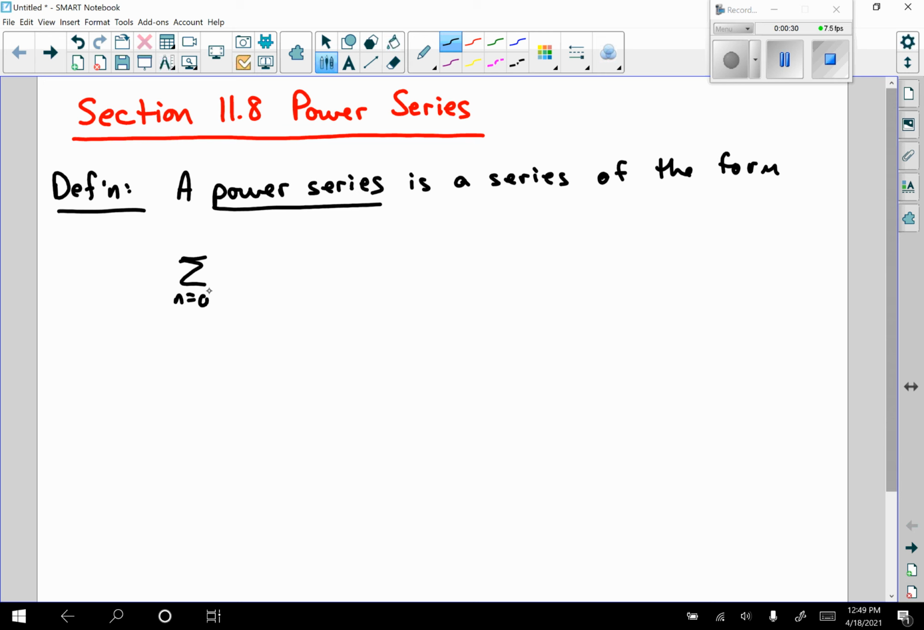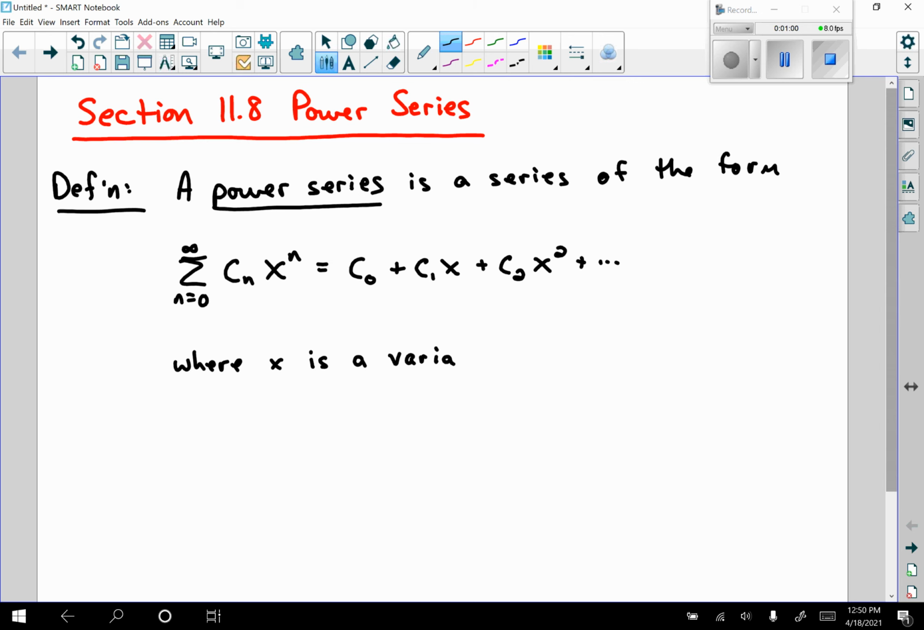So it's a summation as n goes from 0 to infinity of c sub n times x to the power of n. So that means we just start with c naught, our very first, and all the c's here represent coefficients. So this is our very first coefficient, times x to the 0, which would just give us 1, plus c sub 1 times x to the first power, plus c sub 2 times x squared, and so on. Where x is a variable, and c sub n are the coefficients of the series.